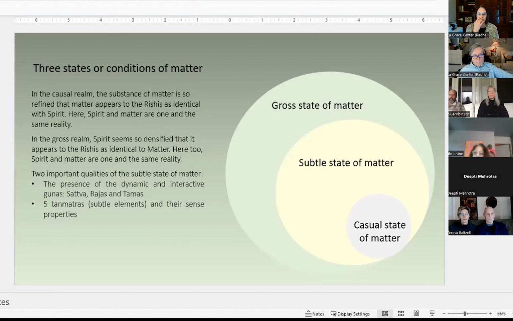So the rishis perceived three primary realms or conditions of matter: causal, subtle, and gross. And Sri Aurobindo adds that in this causal ocean of the substance that's pure bliss, pure love, matter appears to the rishis to be so refined as to appear to be identical with spirit, right? In this causal state, spirit and matter appear to be one and the same, because matter has come down to just the most fine, indistinguishable substance, if you will.